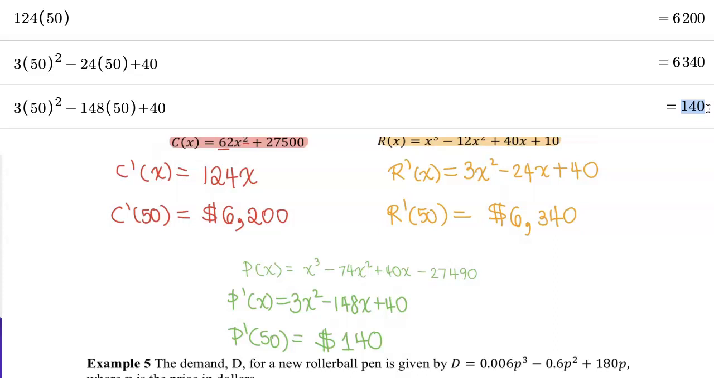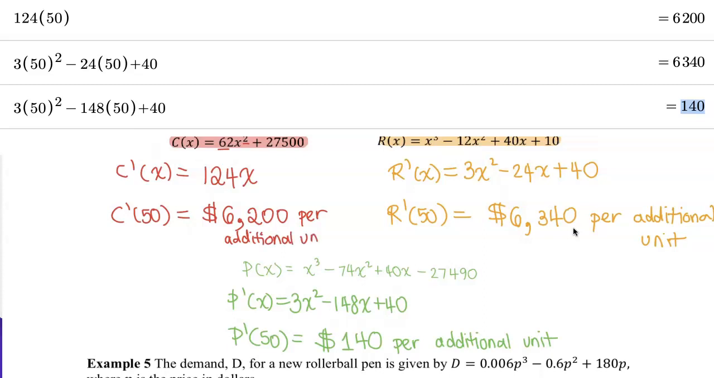I should be adding more than this per unit. So I should say something like $140 per additional unit, okay? And I'll take time to add that. So the revenue, the orange one right here, is $6,340 per additional unit. And lastly, this one too, $6,200 per additional unit.